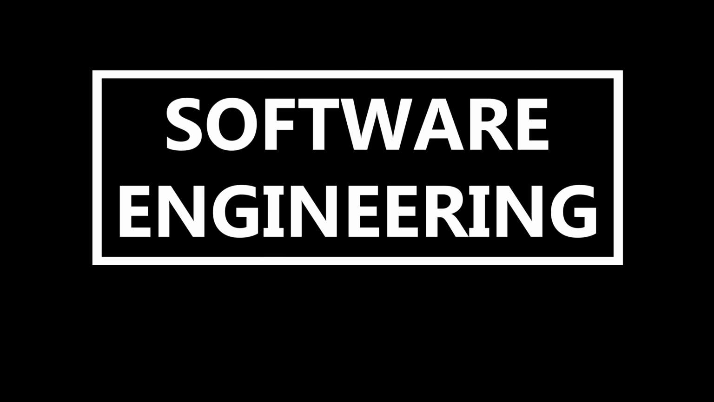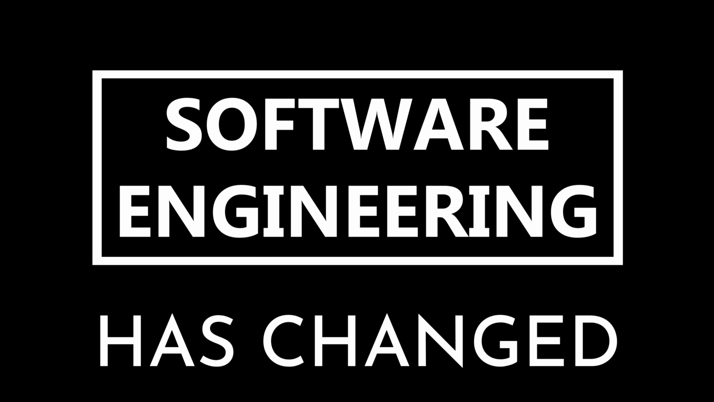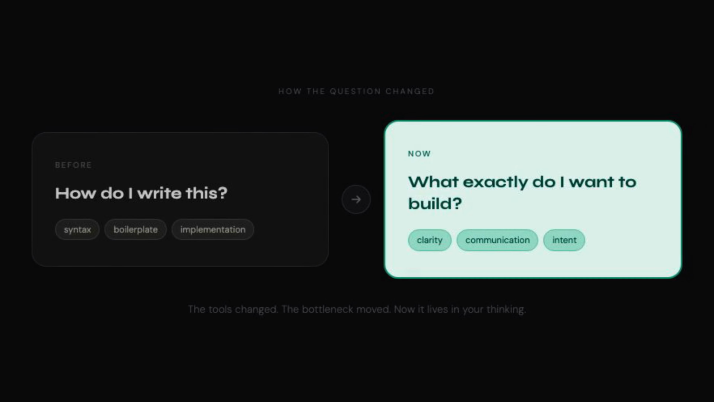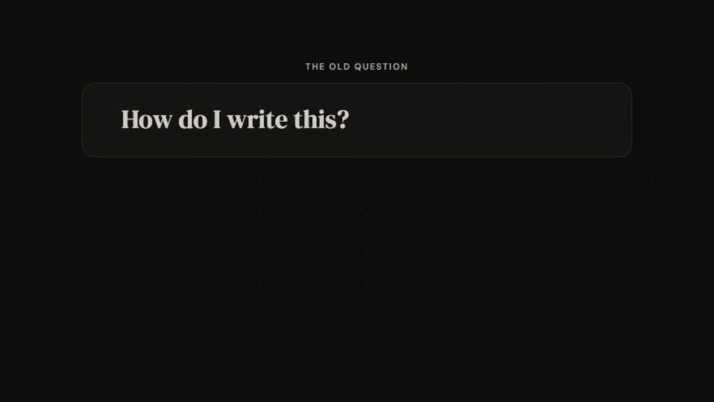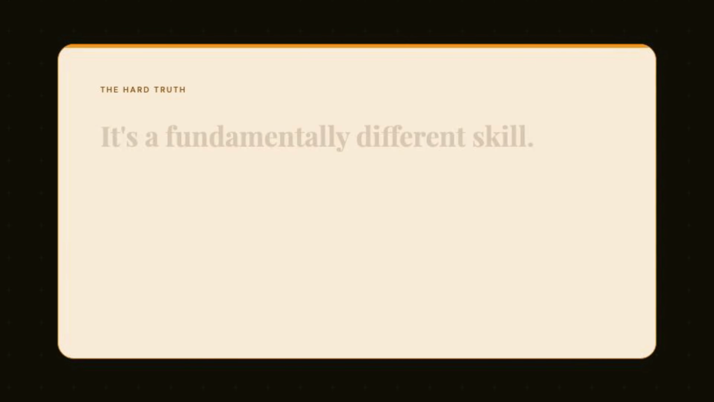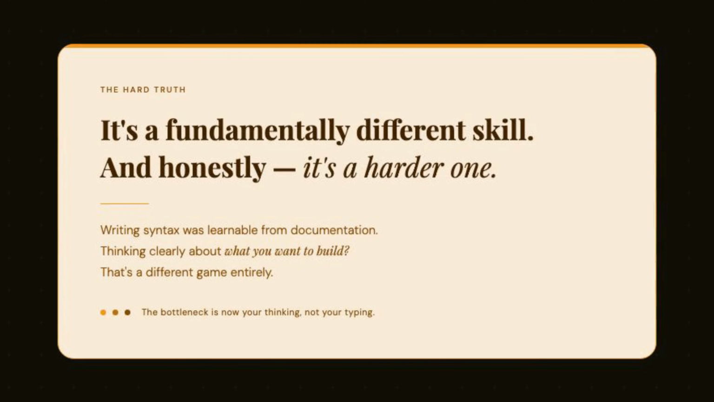Well, software engineering is changing, and I don't really mean that in the hype way, the way that we have been hearing everywhere else. I mean the way that we have been thinking about software engineering is now changing. For years, we have been trained to think in terms of syntax, boilerplate, and implementation details. And now, with tools like Claude Code, the question is shifting from how do I write this to what exactly I'm trying to build and how, and more importantly, how do I communicate this to the AI agent. This is fundamentally a different skill set, and very honestly, I believe this is a harder one.